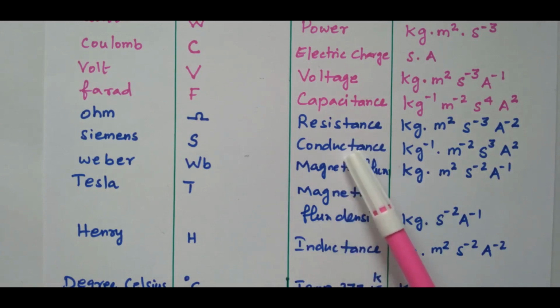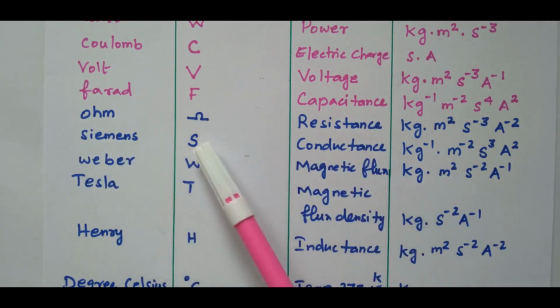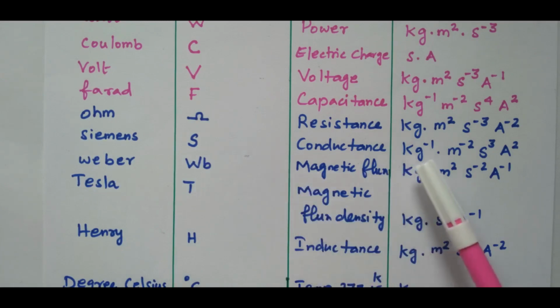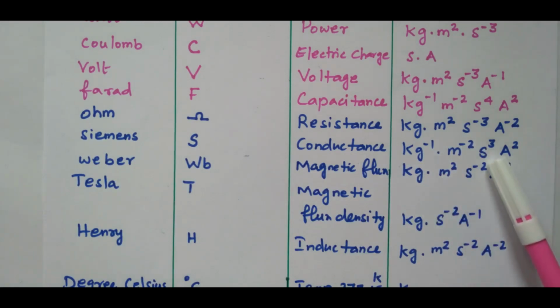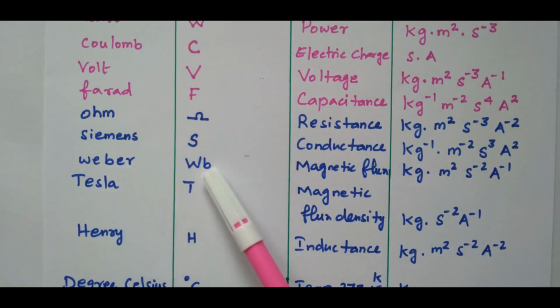Similarly, conductance. Resistance and conductance are inverses. Conductance is given in Siemens. The symbol is S. The base units are kg⁻¹·m⁻²·s³·A². Then magnetic flux, the unit is Weber, symbol Wb. The base units are kg·m²·s⁻²·A⁻¹.